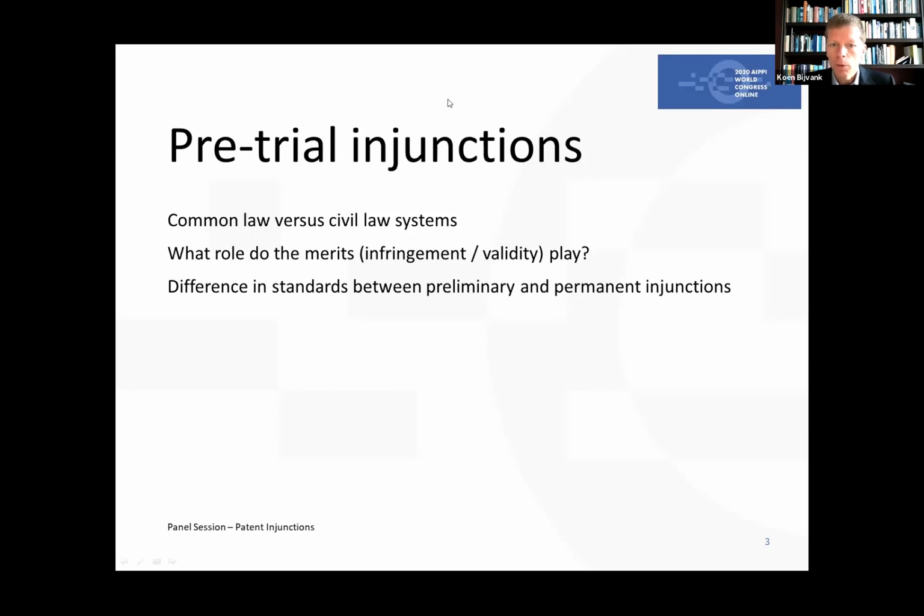So if we move to the difference in standards, both standards, but I guess also procedurally in how the courts address questions of preliminary injunctions, how would that then play out in the United States, Claudia?